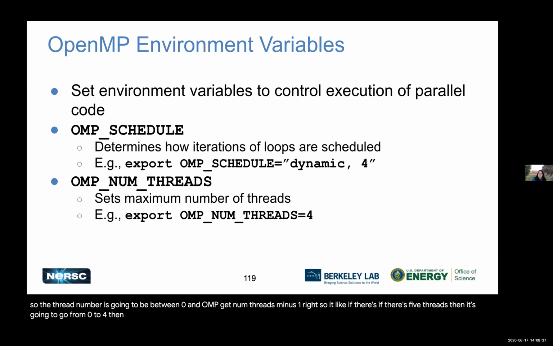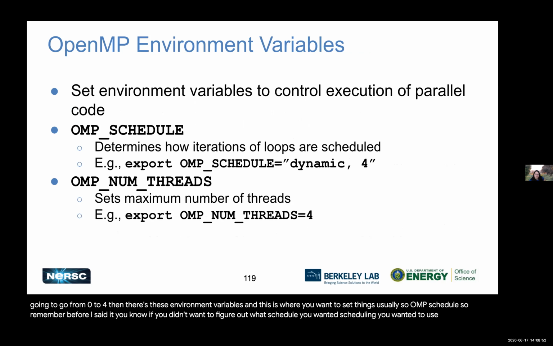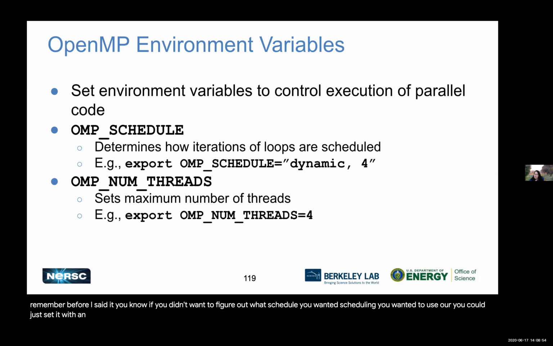Okay, then there's these environment variables, and this is where you want to set things usually. So OMP_SCHEDULE. Remember before I said if you didn't want to figure out what scheduling you wanted to use, you could just set it with an environment variable. And so this is an environment variable that you can use. It determines how the iterations of loops are scheduled. So you can set, like, dynamic and a chunk size of 4, for example.